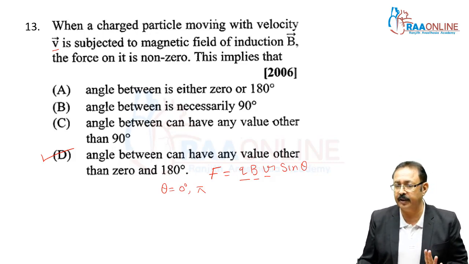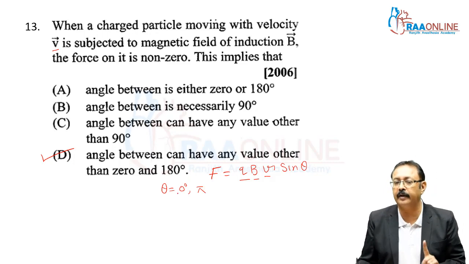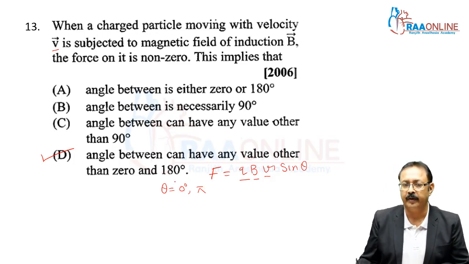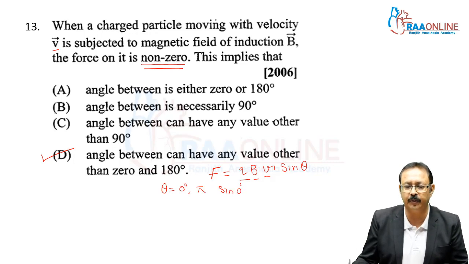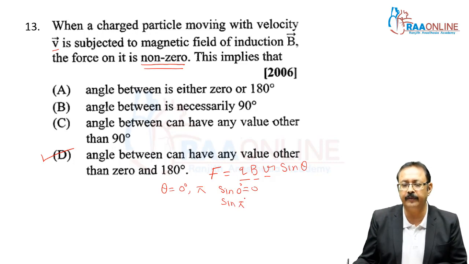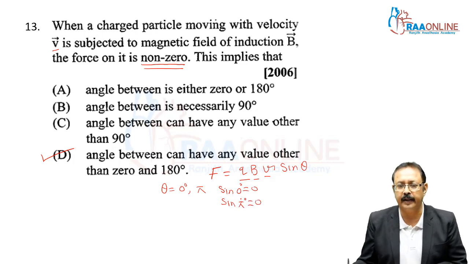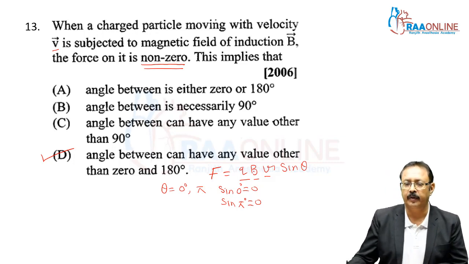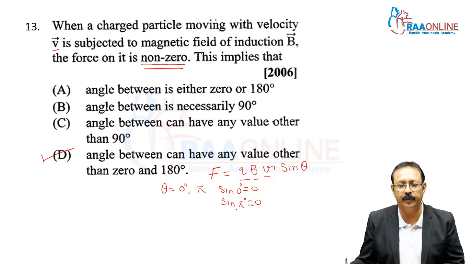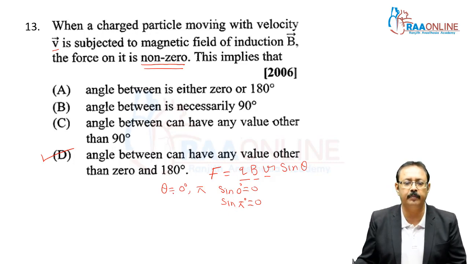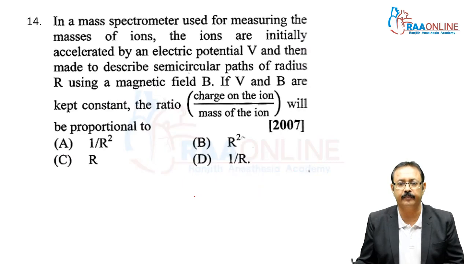Means 0 and pi, only two angles can make force 0. If force is non-zero, you can give any value between these two angles, because sine 0 degrees is 0 and sine 180 degrees is 0. In between these two values, sine has a non-zero value and Q, B, V are all non-zero. So for a non-zero force, we can take any angle between 0 and 180 degrees.